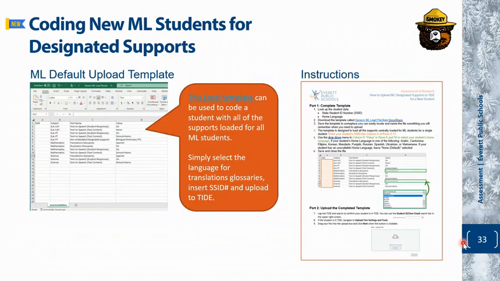More supports for ML students. I have a new support that I made called the ML Default Upload Template. It is an Excel spreadsheet. It is just a pre-slugged template that I pulled down out of Tide, but then I entered in all of the default ML supports that we code for our students who are not proficient in English. It is designed that you would have a new student, a singular new student. You would put their SSID in column A, choose their translation glossary language, and then upload it into Tide. It allows you to code 11 supports at one time for a student with minimal risk of error.